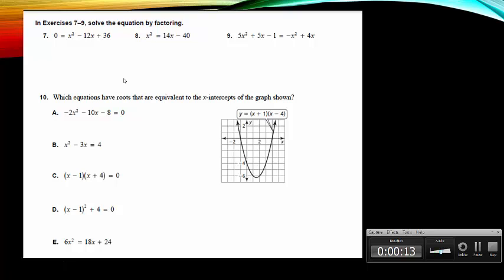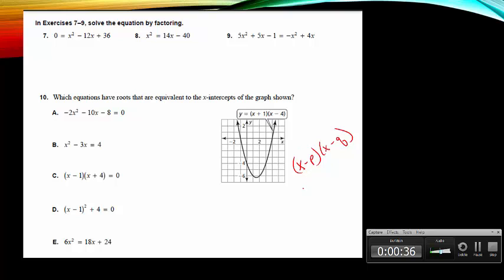Right, so they want to know which equations have the same roots that the picture has. So right now, I just want you to realize this is the factored form of this parabola. So if you think about our x minus p and x minus q, that intercept form, that's basically what this is in.